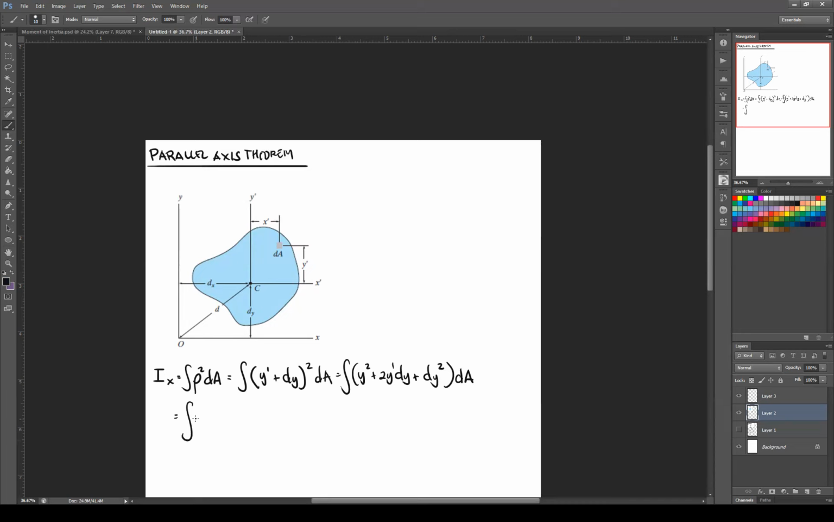Let's separate all the terms. So integral of y prime squared dA, plus twice the integral of y prime dy dA, and then plus the integral of dy squared dA. Okay?